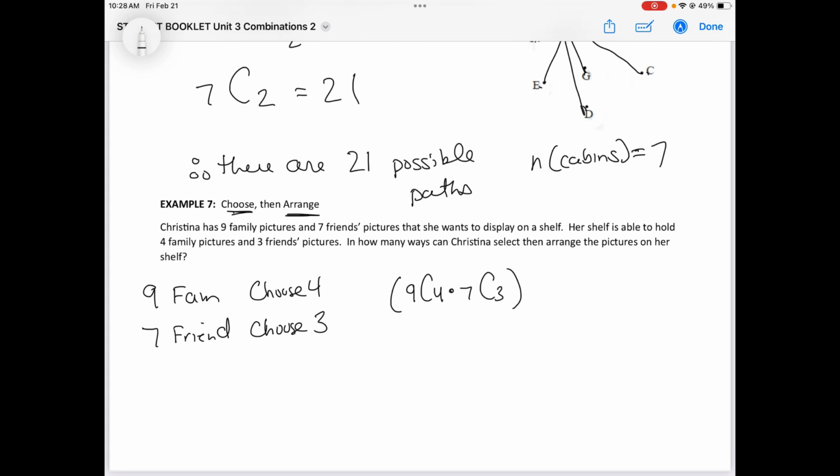But the question says, how many ways can Christina select, which is this equation, then arrange the pictures on her shelf? So if we want to arrange these after, how many pictures do we have? 7. So there's this many ways of choosing them, 9 choose 4, 7 choose 3. Now we're going to take those 7 and arrange them: 7 times 6 times 5 times 4 times 3 times 2 times 1. So we're going to multiply this by 7 factorial.